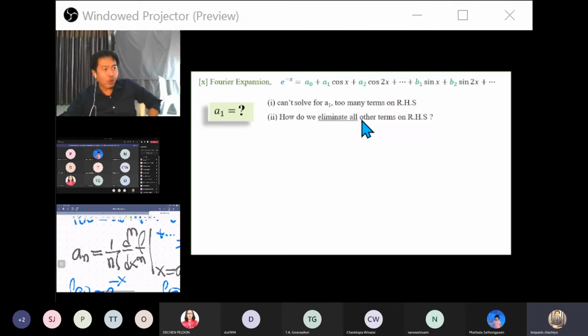So we need to figure out a way to eliminate all of the others, so we need to kill A0, A2, and B, all the rest of the things, leaving only A1 to survive. So how do we do that?